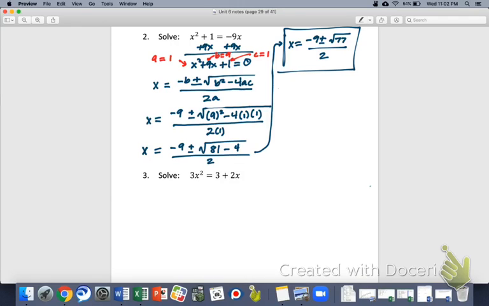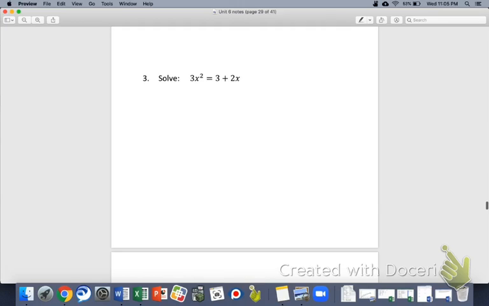All right, finally number 3. Once again, we can see that for number 3, the b is not 0. Certainly involves a 2. But this is not in standard form currently. So I'm going to put it in standard form. I will do that by subtracting the 2x over and subtracting the 3 over. So I get 3x squared minus 2x minus 3 equals 0.